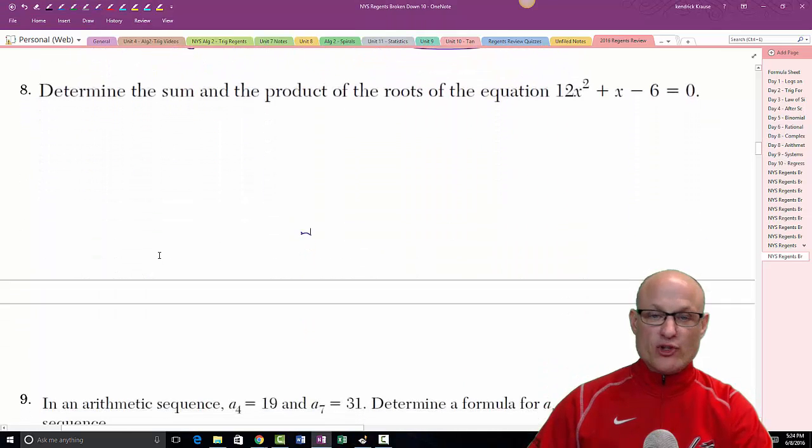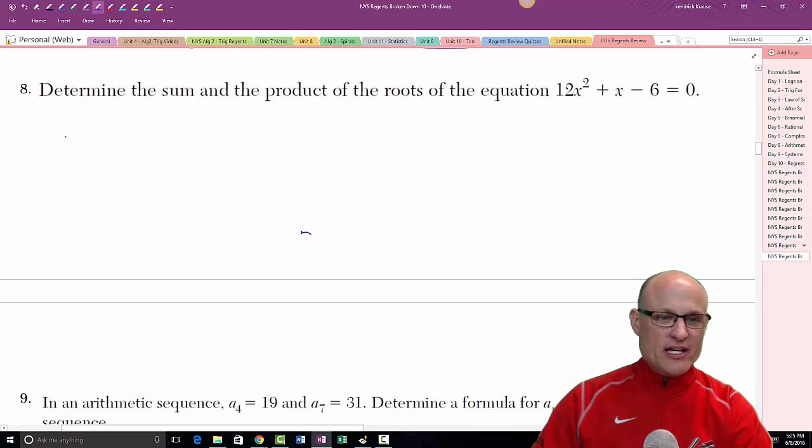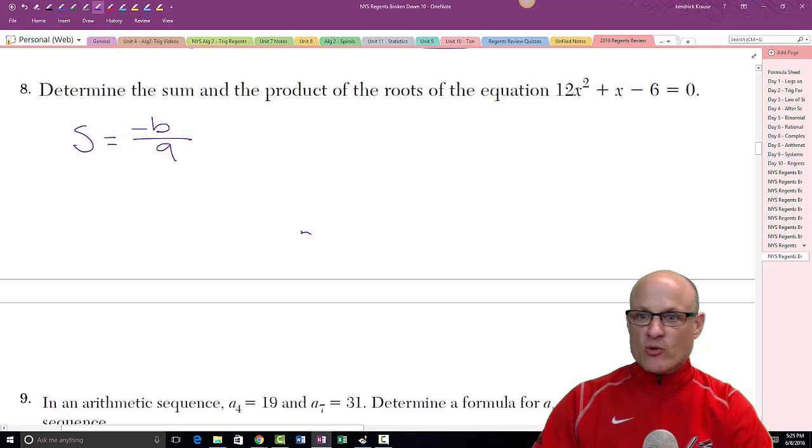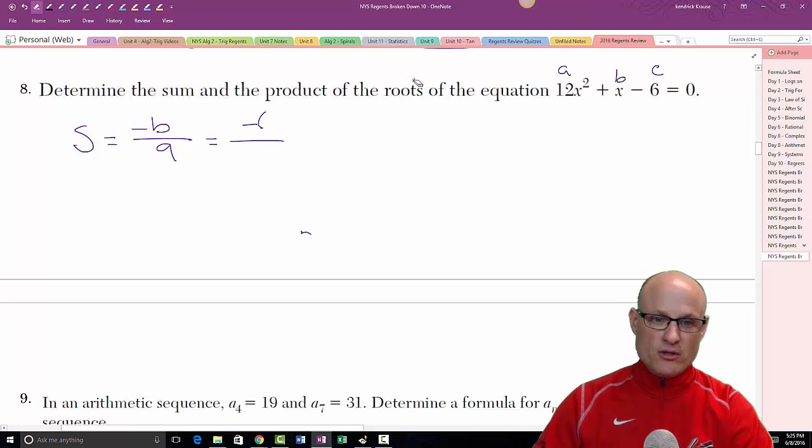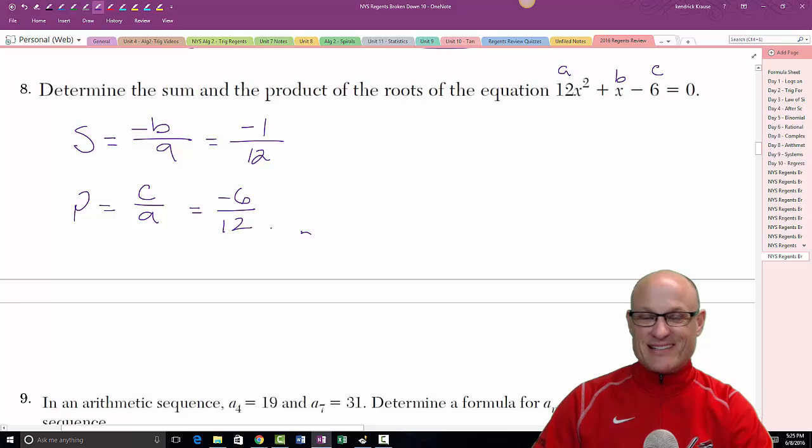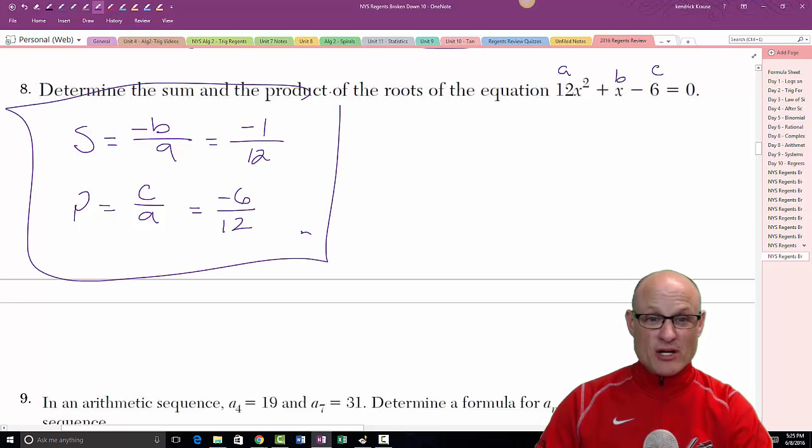Sum and product of the roots. A 2-point question on a Regents. It should be very easy. These are 2 flashcards. What is the formula for the sum of the roots? What is the formula for the product of the roots? The sum of the roots is negative b over a, where this is a, this is b, and this is c. So that's negative 1 over 12. Done. Product of the roots is c over a. Negative 6 over 12. It didn't say simplest form. I'm done. Problem's over with.